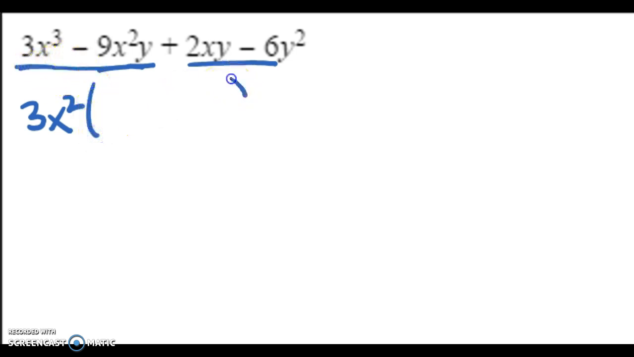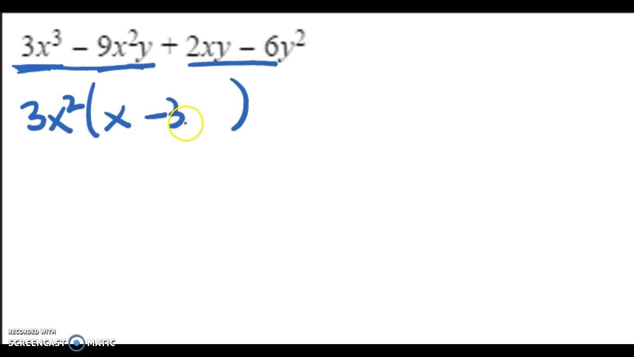Thinking about what would be left behind, if I divided this by 3x cubed or took out a 3 and an x squared, if I want to get that 3x cubed back, I just need an x here. 3x squared times x would be 3x cubed. To get the negative 9x squared y back with the 3x squared, I would need a negative 3, because 3 and negative 3 would make that negative 9.